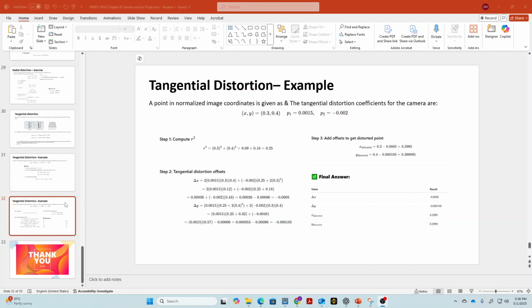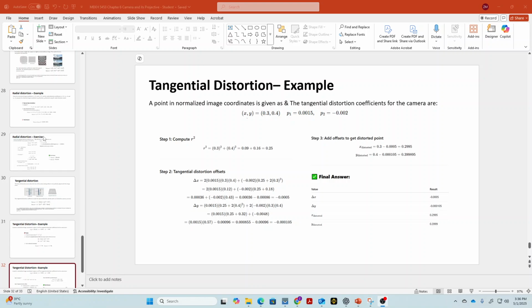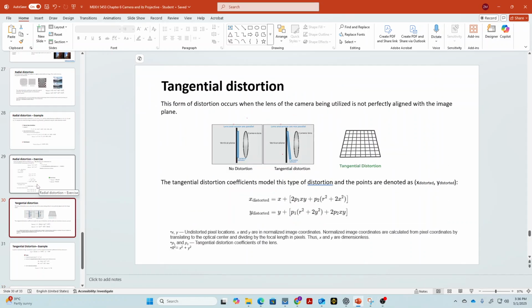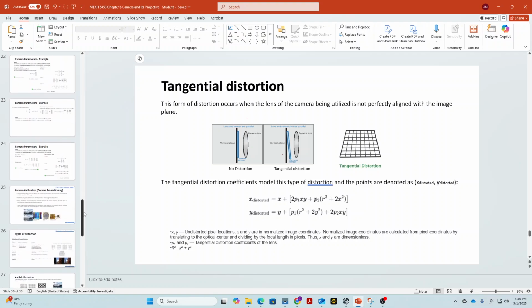More or less for the topics of this particular distortion, for radial and tangential, the calculation is straightforward because you only need to understand how to use the formula. That's all, we are going to cover only two types of distortion.